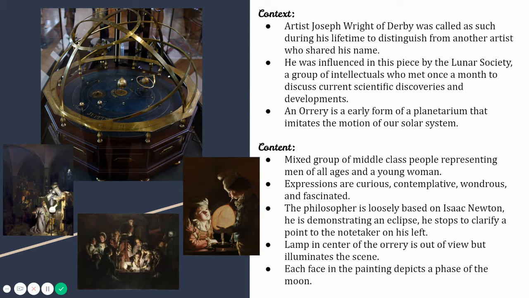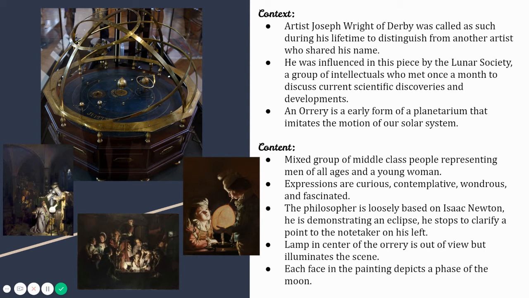The philosopher is also loosely based off of Sir Isaac Newton. He's demonstrating an eclipse, and he stops to clarify a point to the note taker on his left. The lamp in the center of the orrery is out of view, but that is the light source. That is what is illuminating the scene, which gives it that beautiful Baroque tenebrism.